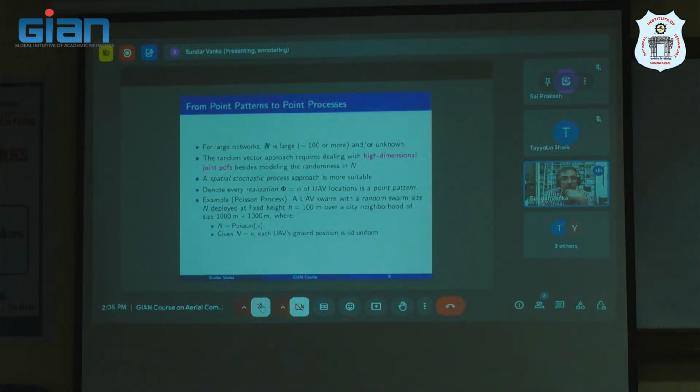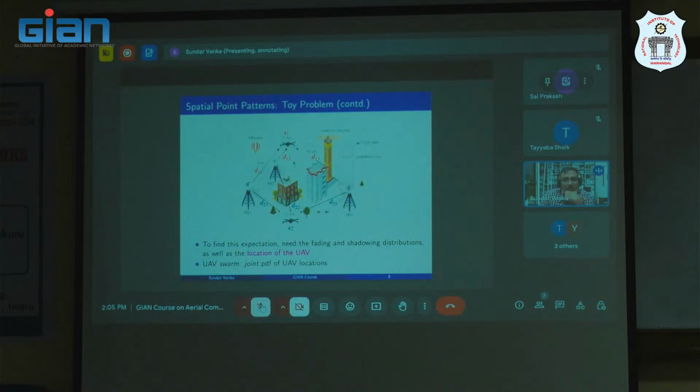So for example, if you go back to this example, in this case, the number of entries in this random vector is 3. You need to know the latitude and longitude, which is the location on the ground, and then the height, so 3 dimensions. If you have, let us say, a swarm of 2 UAVs, it will need 6 dimensions, right?